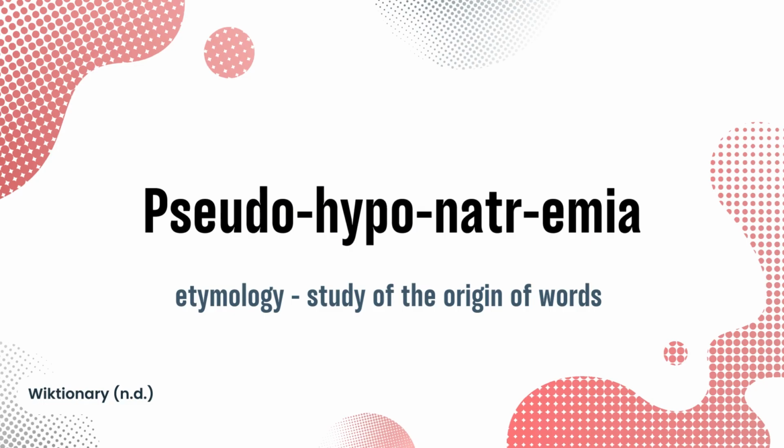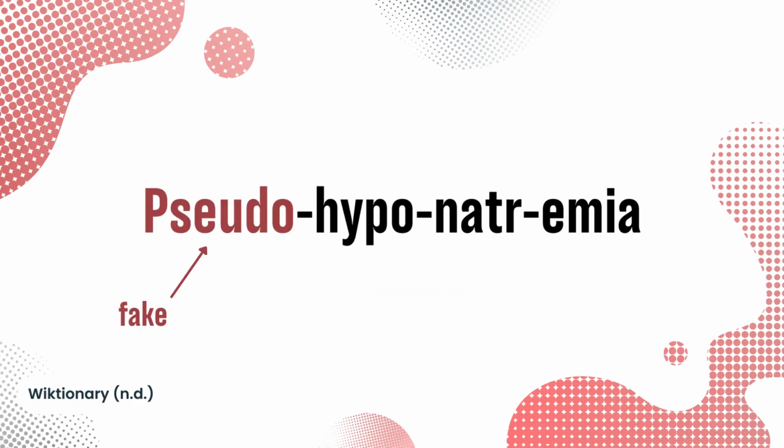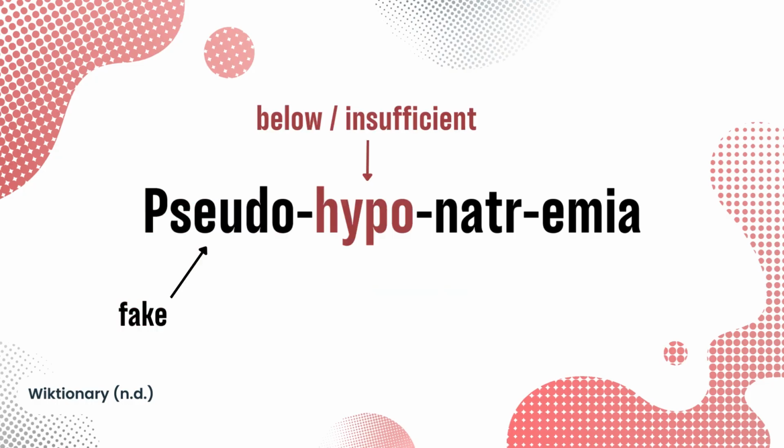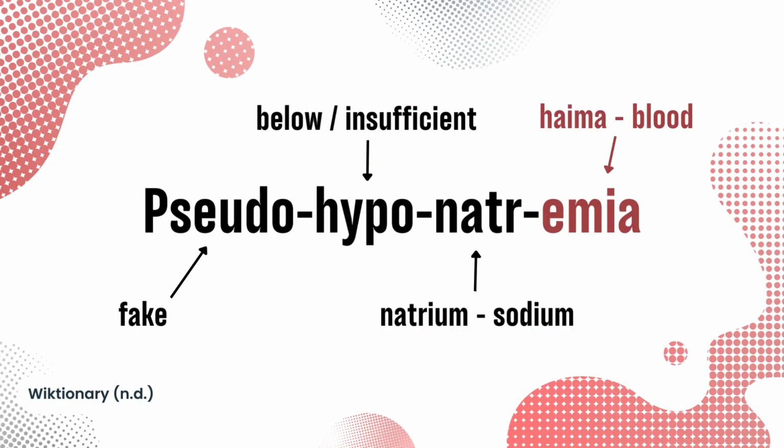Many of our medical terms come from Latin or Greek. The following is the etymology of the word pseudohyponatremia. Pseudo means fake. Hypo means below, or in this case, insufficient. Natrium refers to sodium. And emia comes from hyma, which is Greek for blood. Overall, this term is used to define an anomaly sometimes observed when conducting lab testing for sodium levels in the bloodstream. We will dive into this later on.